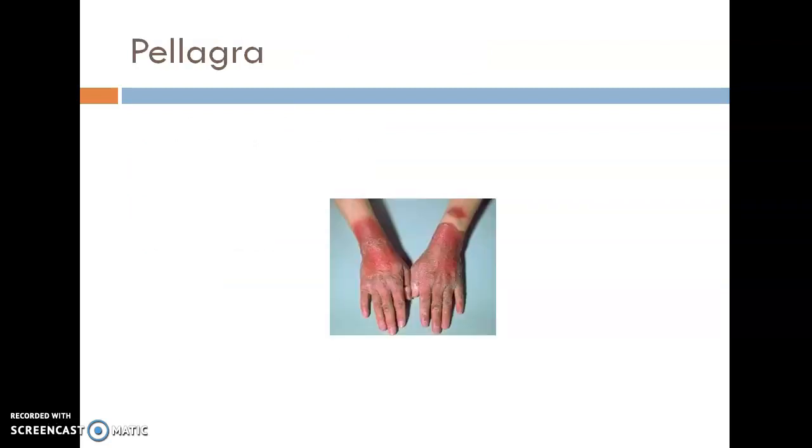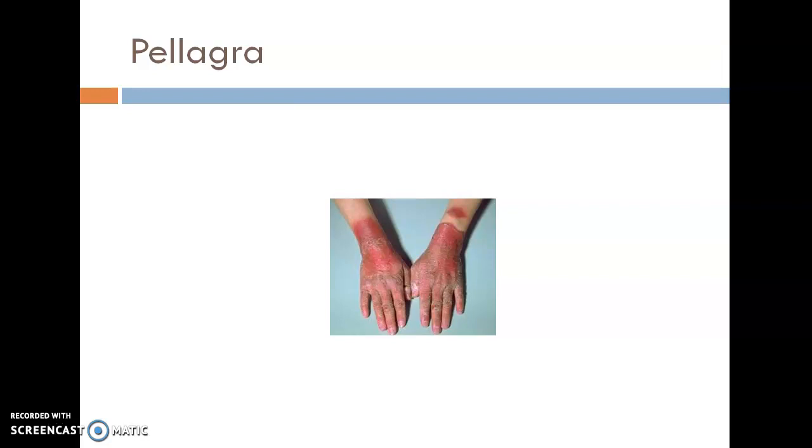Next is Pellagra. Pellagra is a disease caused by niacin deficiency, that is vitamin B3 deficiency. For some time before, it was endemic in countries where maize was a staple food. Now maize has a lack of tryptophan. It is from the tryptophan that niacin can be produced.